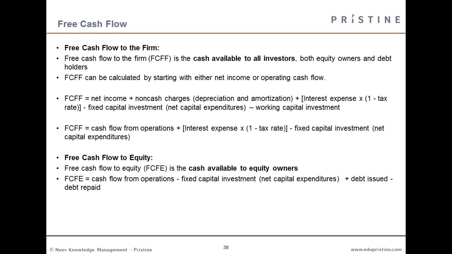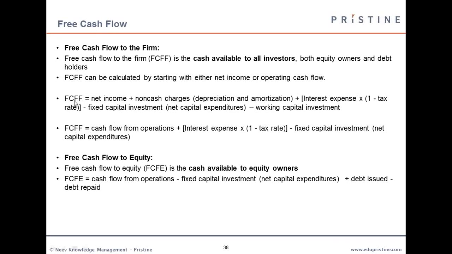Finally, free cash flow is the amount that is available to all the investors, both the equity owners and the debt holders. So when you find the cash flow, the final cash flow that you get, you make some changes to it to find the free cash flow to the firm and the free cash flow to the equity. The free cash flow to the equity, FCFE, is the cash available only to equity owners, while the FCFF is the cash available to all the investors, both the equity owners and the debt holders.